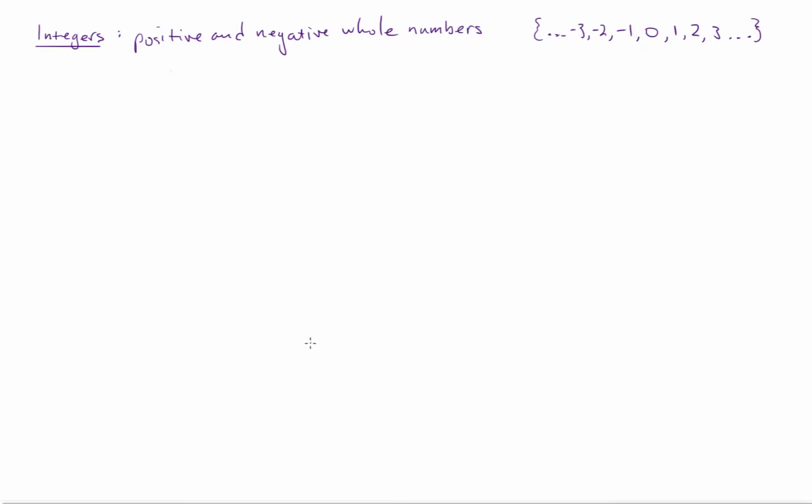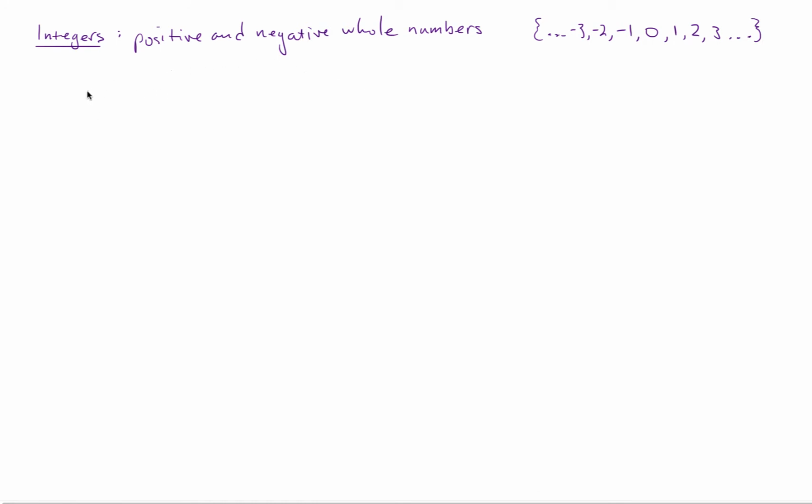Hello, welcome back. Let's talk about integers. Now, integers are positive and negative whole numbers. What's a whole number? The counting numbers, starting at 0: 0, 1, 2, 3. Take those and the negatives, you get integers.